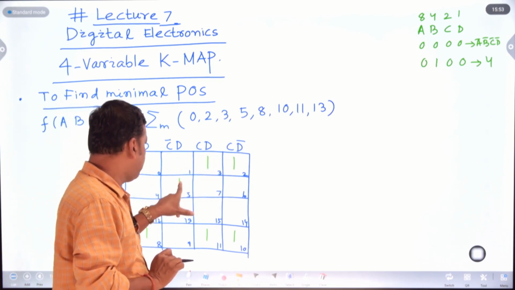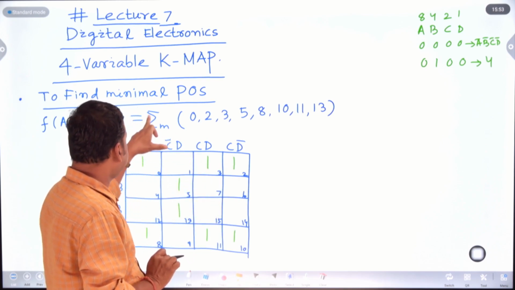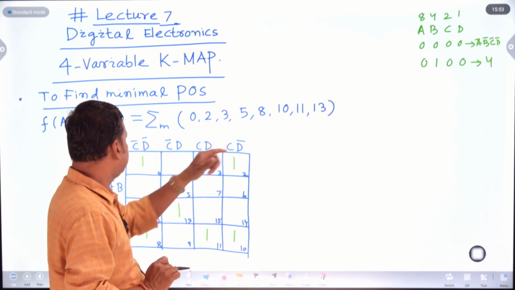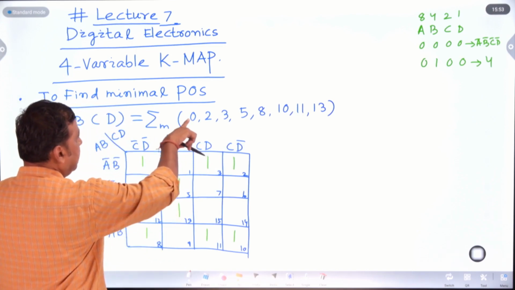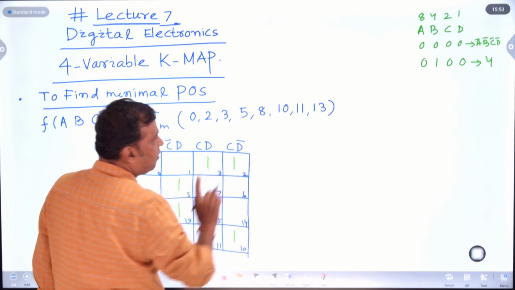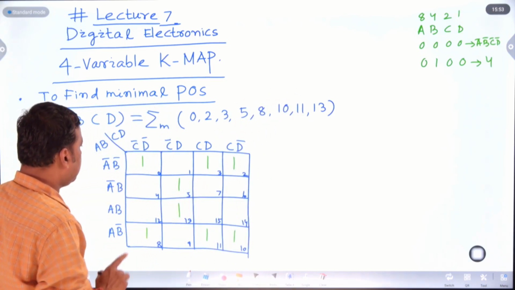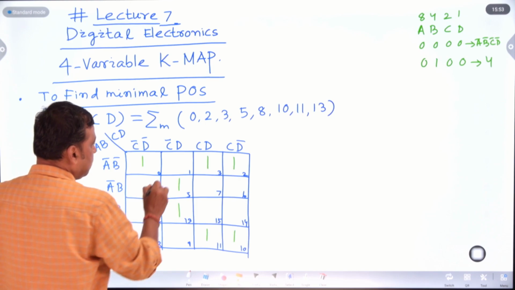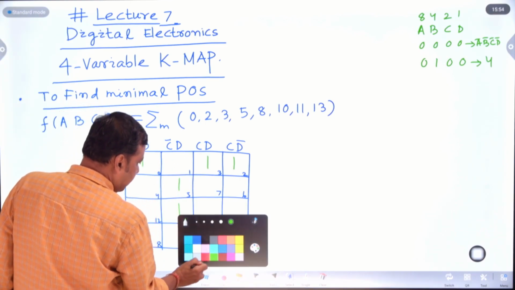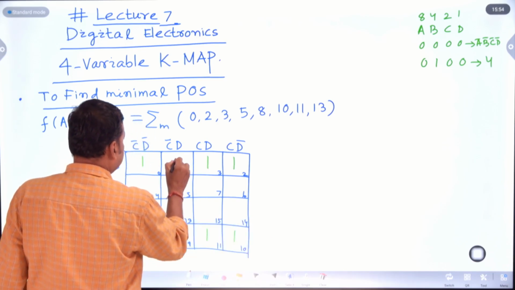1, 2, 3, 4, 5, 6, 7, 8. This sigma represents the min terms, the summation of product terms. So we can say M0 plus M2 plus M3 plus M5 plus M8 plus M10 plus M11 plus M13, so 8 min terms. In the rest of the squares you can put 0, that is, in the red squares you can put 0.